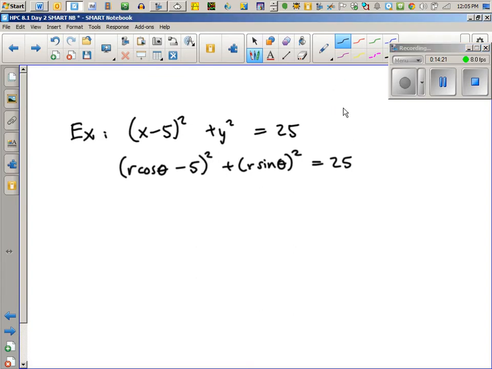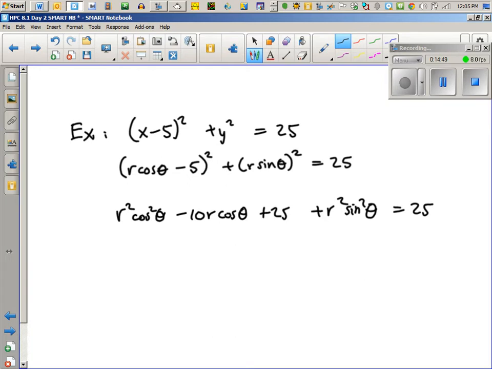Okay guys, so let's take a look at how this all expands out. So you're going to get an r squared cosine squared. That's from squaring the r cos. You're also going to get a minus 10 r cos. That's your cross term from a minus b squared. You get a minus 2ab there. And there's a plus 25 chilling here. And there's a plus r squared sine squared. And there's a 25 on the other side, see?